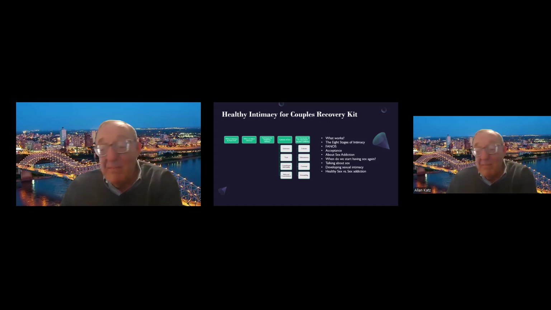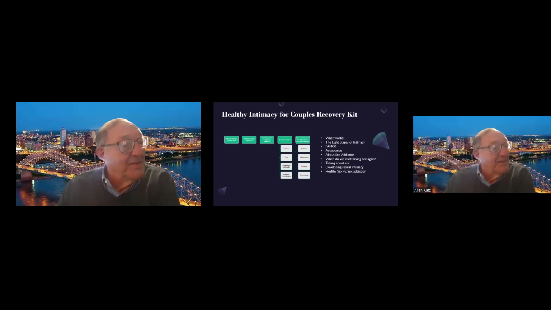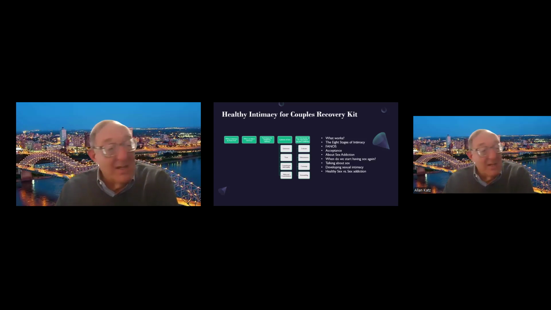The Four Horsemen of the Apocalypse by John Gottman. What are the things that cause people to get divorced: criticism, defensiveness, contempt, and stonewalling.